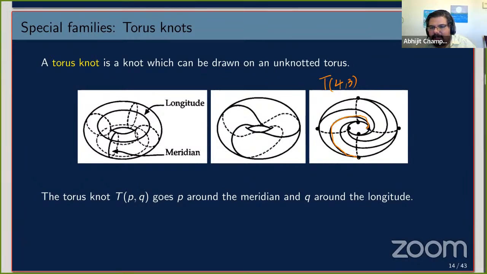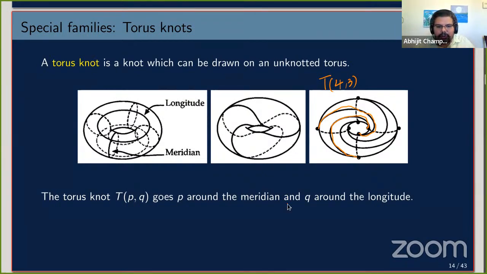So if this is zero, then this is 1, 2, 3. The same thing when you start over here, it is going 1, 2, and 3. You can see that. And of course, from below, you just join it to the equivalent point. If you do it like this, then you can see that it is going P times around the meridian and then Q times around the longitude. So that's a P,Q torus knot.